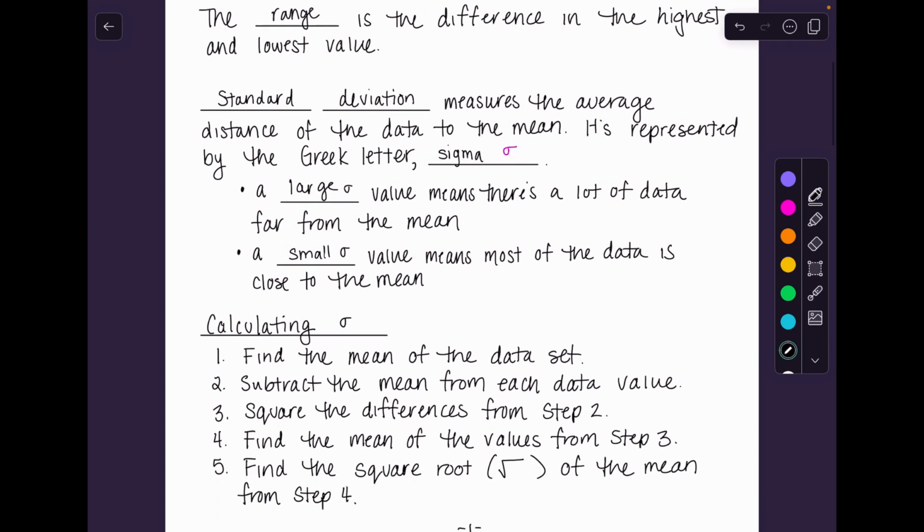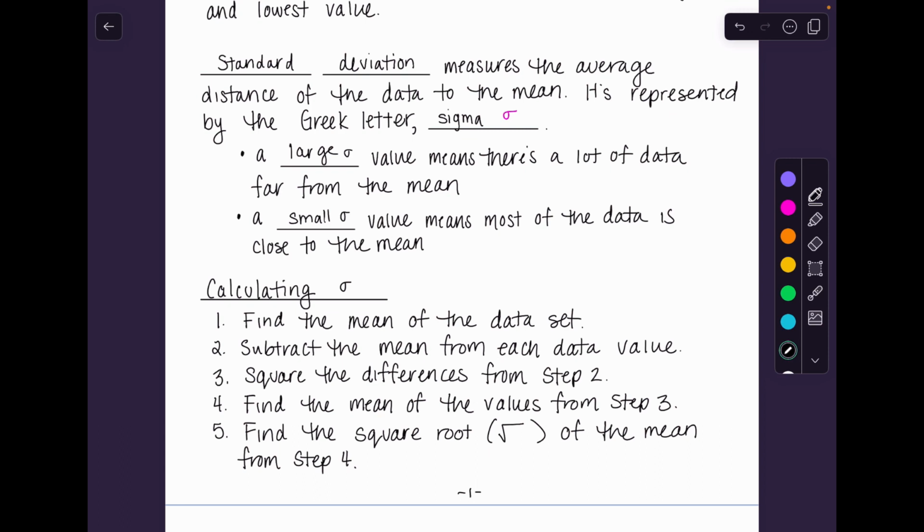When we're calculating the standard deviation, we've got a process that we have to follow. The very first thing we need to do is find the mean of the data set. Remember, that means we're going to add everything up, divide by however many values we've added together. Now I want to find the distance to the mean. So the second step is going to do exactly that. We subtract the mean from each data value. It gives us the distance to that mean.